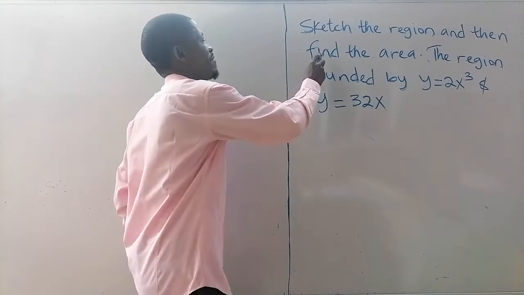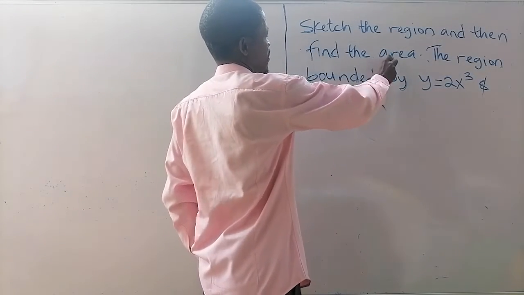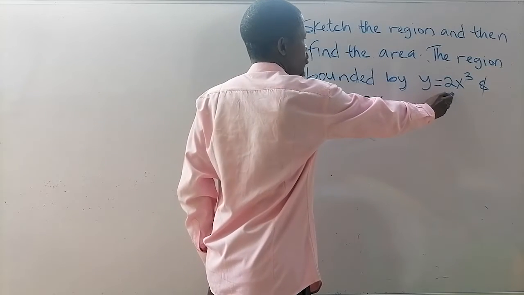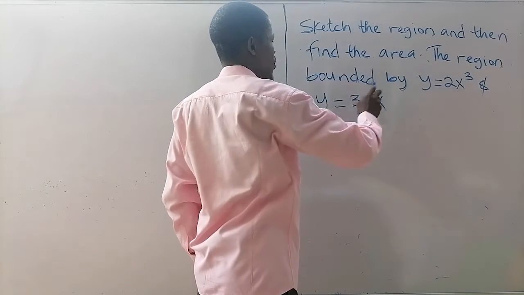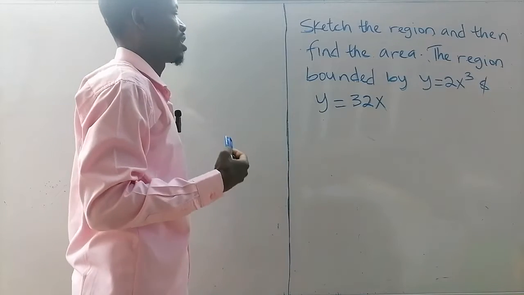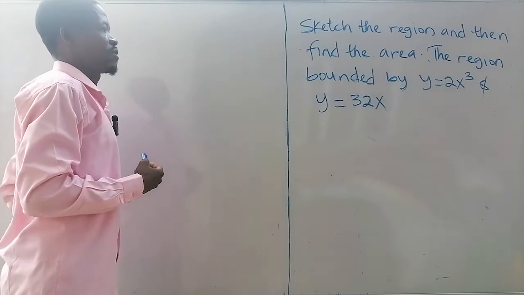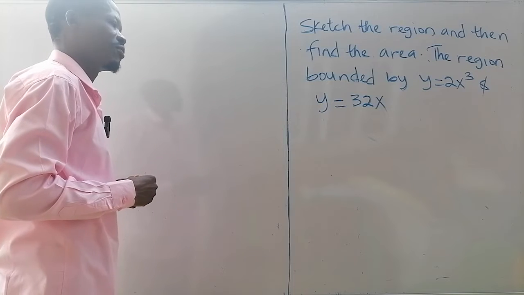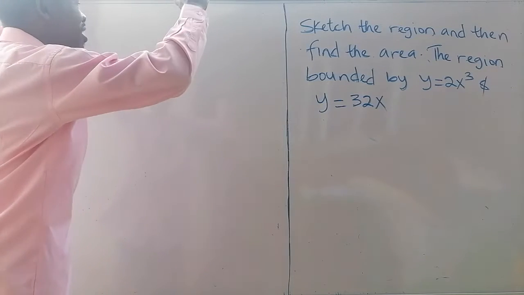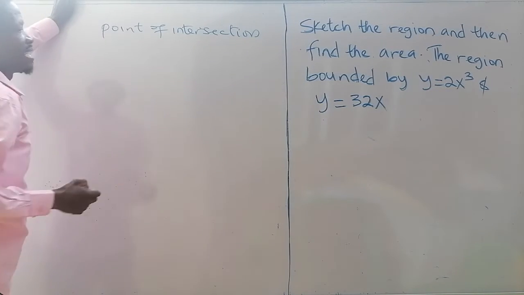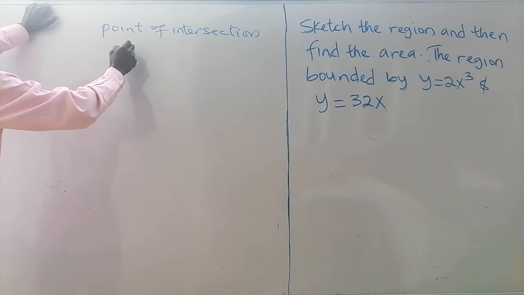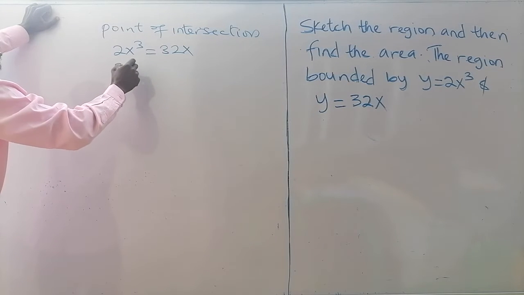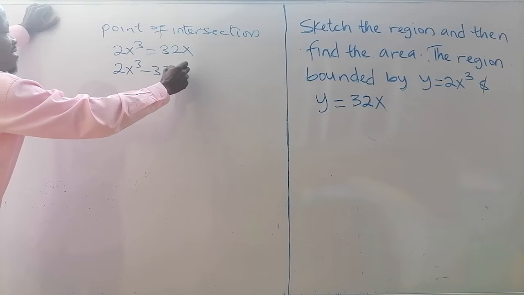Region and then find the area. Region bounded by y equals 2x cubed and y equals 32x. So the first thing we need to do for this kind of question is to find the points of intersection. In that case, we equate the two equations together, and that will be 2x cubed minus 32x equal to 0.